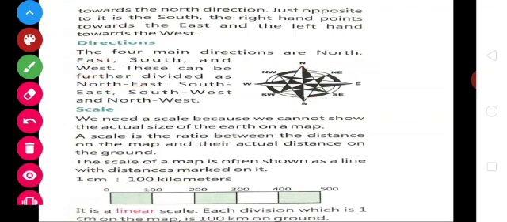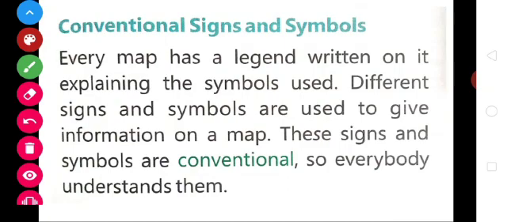Yes. And then conventional signs and symbols. Every map has a legend written on it explaining the symbols used. Yes, without these directions, signs and symbols, we cannot understand the map. So every map has symbols. Different signs and symbols are used to give information on a map. These signs and symbols are called conventional, so everybody understands them. Yes, with the use of signs and symbols, we can understand the map easily.